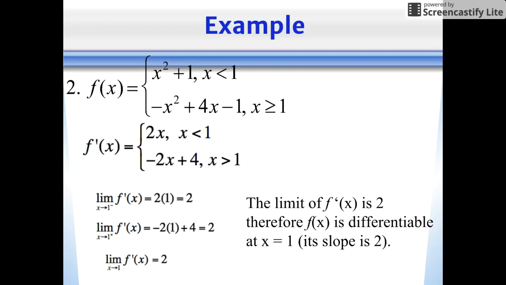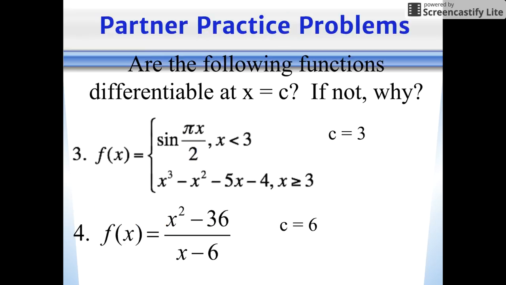So it's just a coincidence that when we went to the f of x and I plugged in 1, I got 2. That just means at the point 1, 2, I have a slope of 2. So you won't always get the same limits of f prime as you did with f of x. That's just a coincidence.